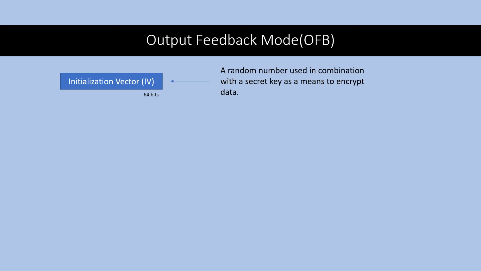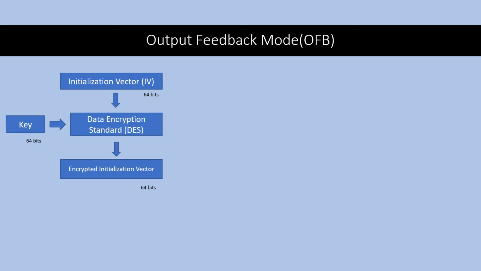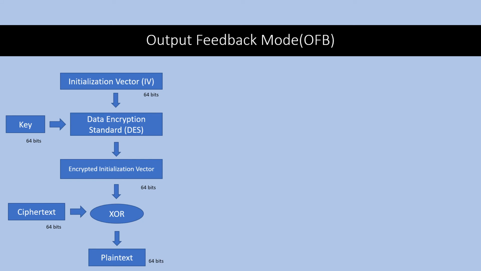Now, let us move on to the decryption process. The decryption process of OFB is actually very similar to the encryption process. First and foremost, we will need the initialization vector, which is in 64 bits. Then, the initialization vector will be encrypted with the key to produce the encrypted initialization vector of 64 bits following the Data Encryption Standard, DES. Now, the encrypted initialization vector will perform the XOR operation with the ciphertext to produce the plain text, which will be in 64 bits. Notice the difference here.